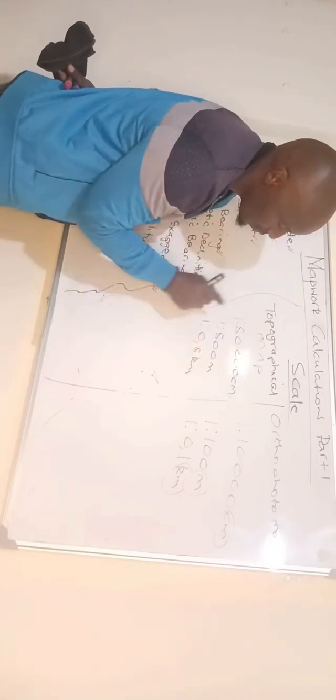On your topographical map, 1 centimeter on the map represents 50,000 centimeters on the actual ground. 1 centimeter on the map represents 500 meters on the actual ground. 1 centimeter on the map represents 0.5 kilometers.